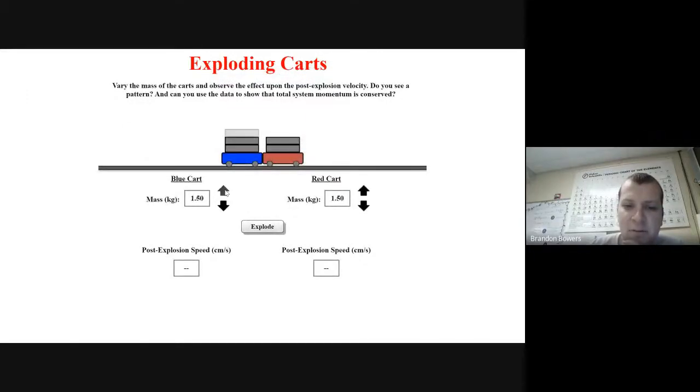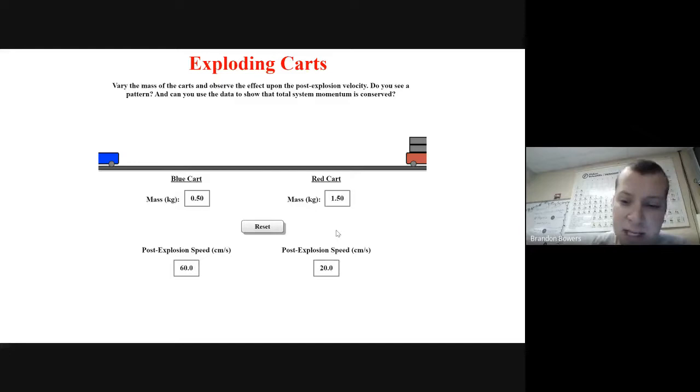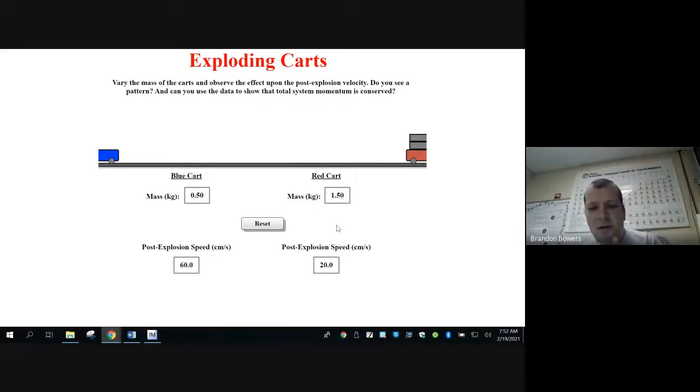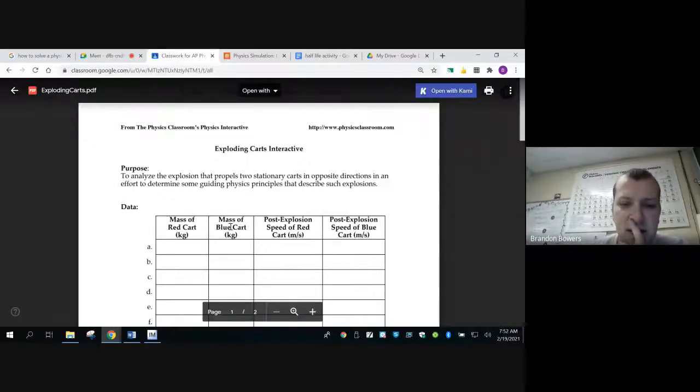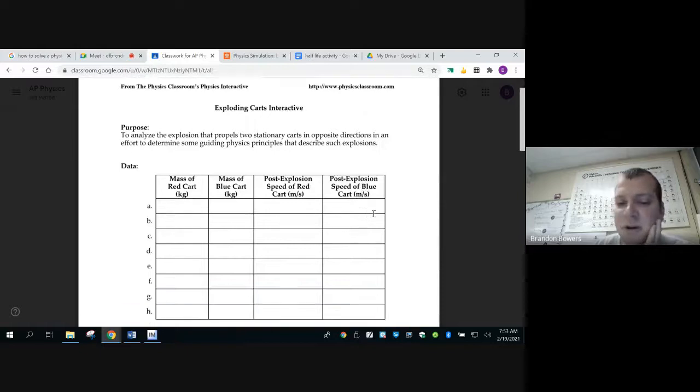You can go up to 2. You can go down to 0.5. Just vary it. And click explode. It gives you the speed, in centimeters per second. So what I want you to do is go back to this assignment and put in the mass of the red, mass of the blue. What was the speed in meters per second? Convert that to meters per second. And that's of the red car and the blue car.